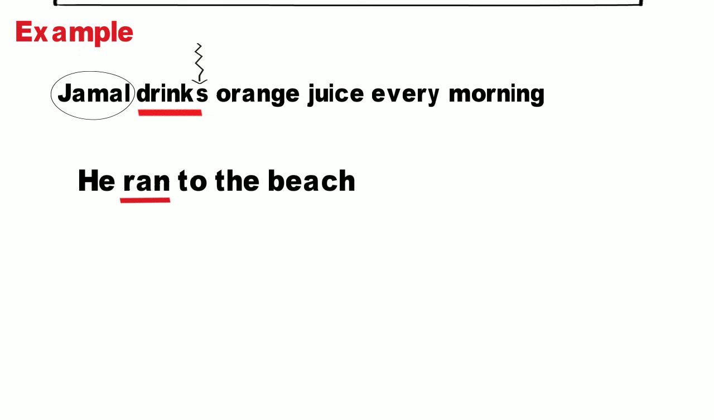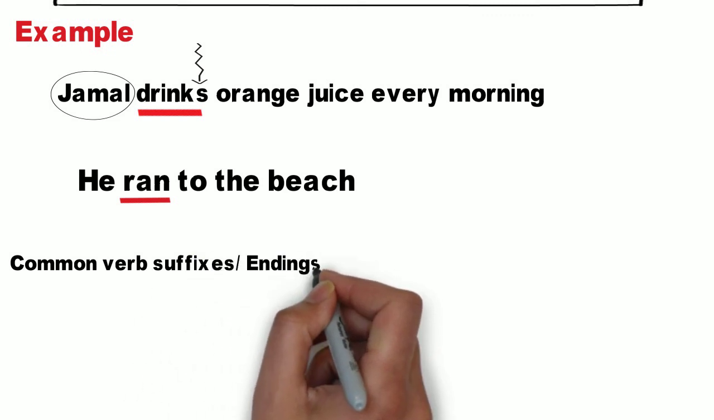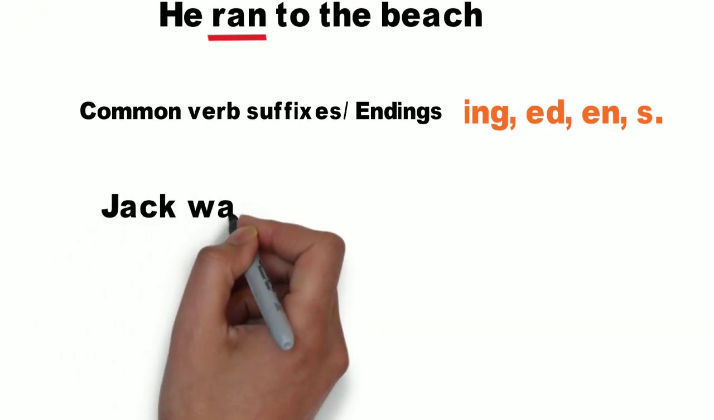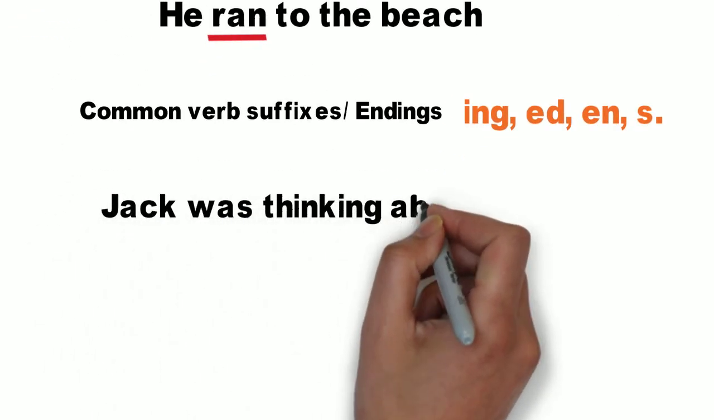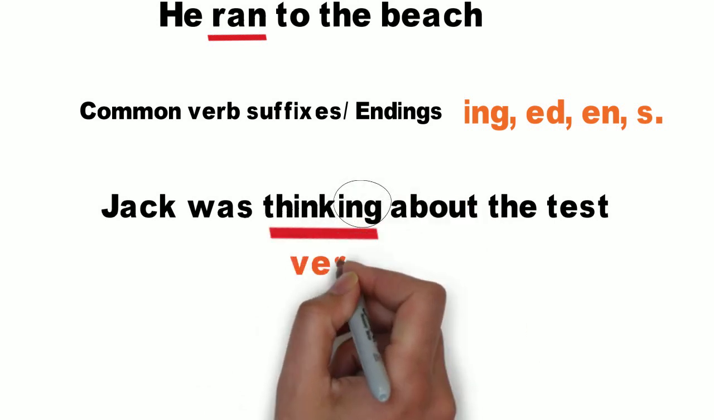If you still can't identify a verb, some of them often have a distinct ending: ing, ed, en, and s. These are added when a verb tense changes. If you can't find the action word right away, look at the sentence again for words with common verb endings, and you've probably found the verb. For example, Jack was thinking about the test. Find the word that ends with ing. As you can see, in this case it's thinking, which is also the sentence verb.